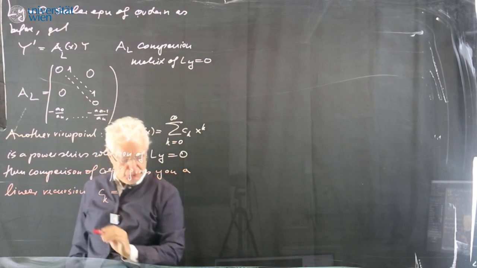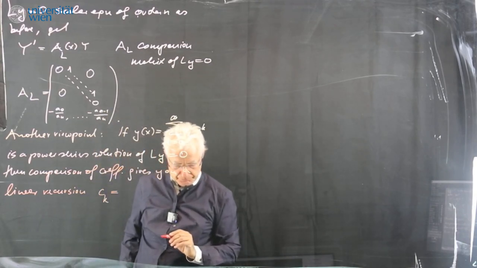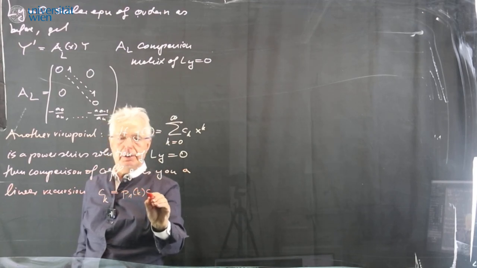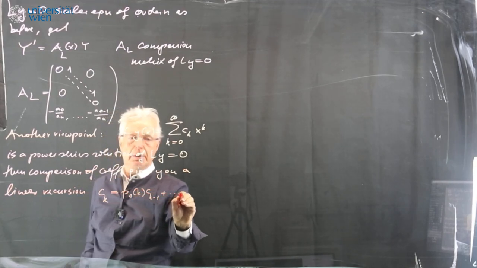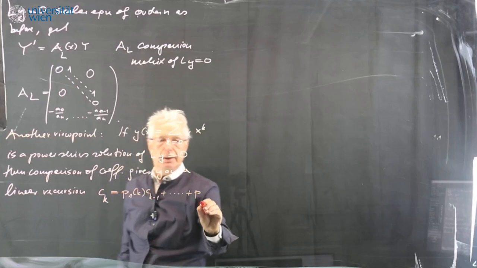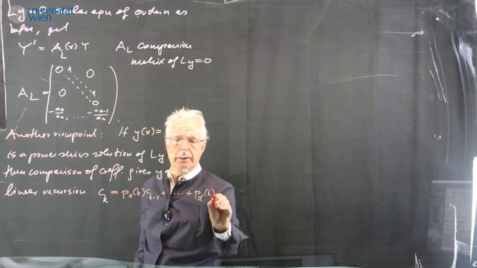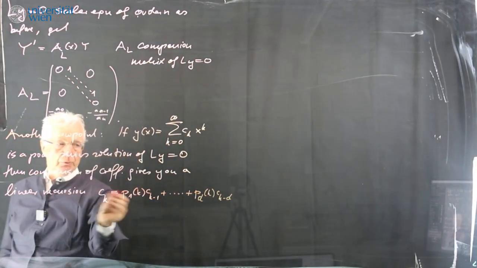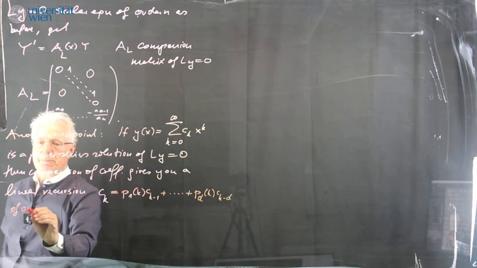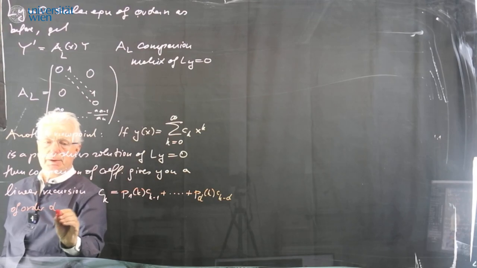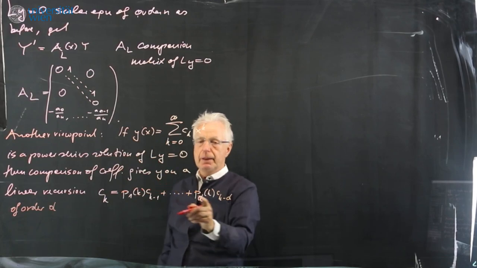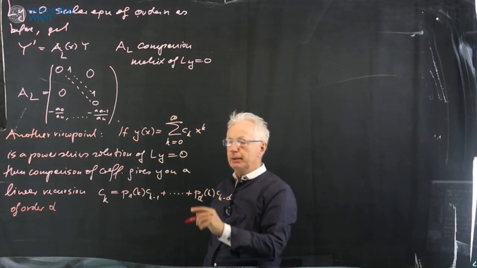c_k equals p_1(k) c_{k-1} plus ... plus p_d(k) c_{k-d}. So this will be a recursion now of order d. d is not the order of the differential equation L. d can be computed directly.